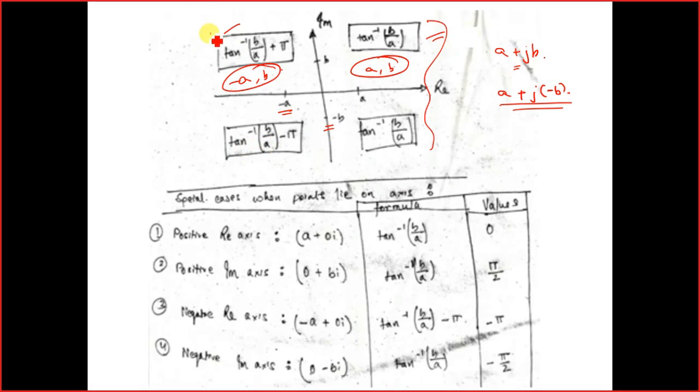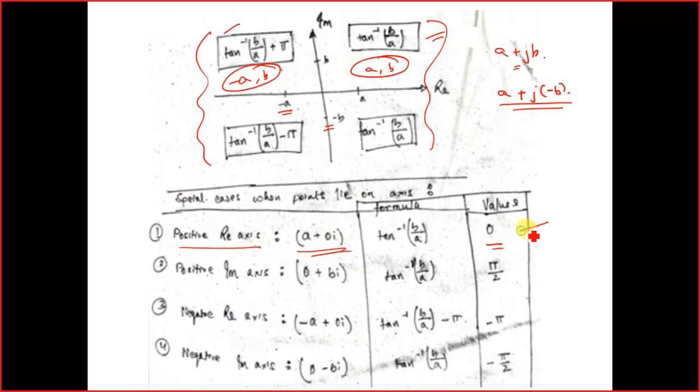Please keep this in mind because many students make mistakes over here. If you are on the positive real axis or positive imaginary axis, these are the values you would get. Positive real axis, a plus 0j, the phase would be 0. Positive imaginary axis, 0 plus bj, it would be pi by 2. Negative real axis, minus a, it would be minus pi. And lastly, negative imaginary axis, minus bj, it would be minus pi by 2.